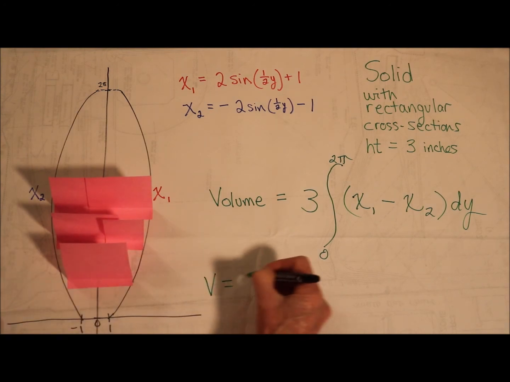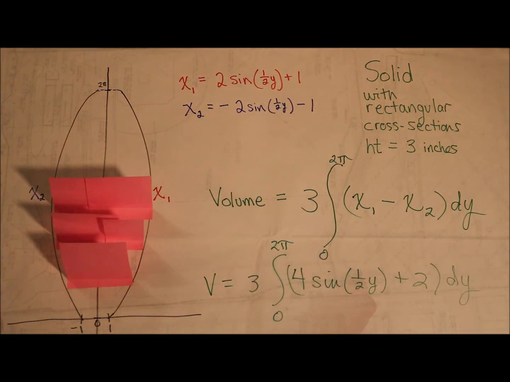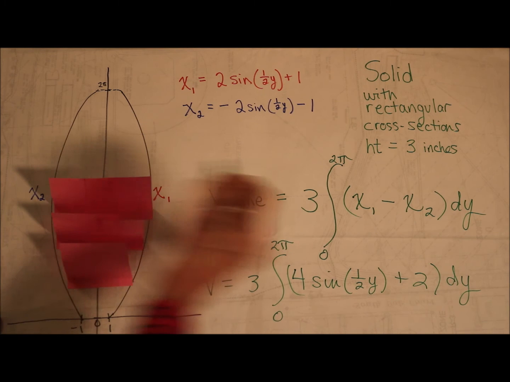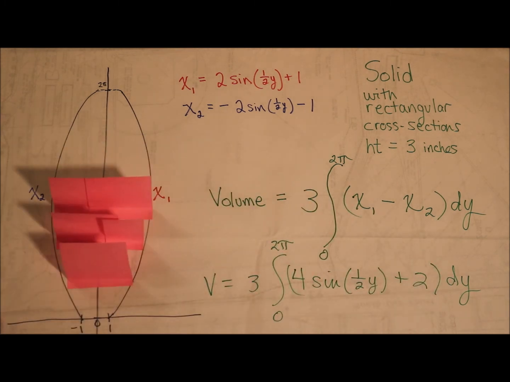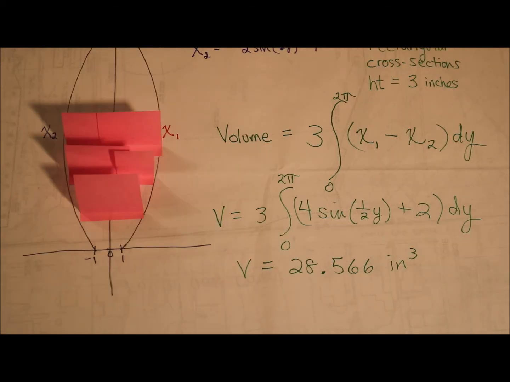All right, so when I simplify this, I end up with this. I think I did that right. Just subtracted, distributed the negative. We can either do this by hand or we can do this in our calculator. And again, when you do something in your calculator with respect to y, the calculator doesn't know. You can just throw x's in your calculator. It will give you the correct answer. This is going to give us a volume of approximately 28.566 cubic inches. Very cool.